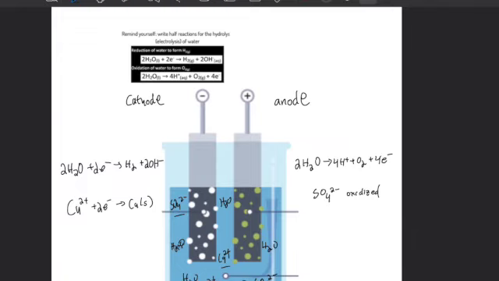Now, this is a little tricky, a little annoying, a little bit classic IB. You don't actually get this equation for SO4 2 minus being oxidized in the data booklet. And so it's actually water that gets favored here. Water is favored at the anode.